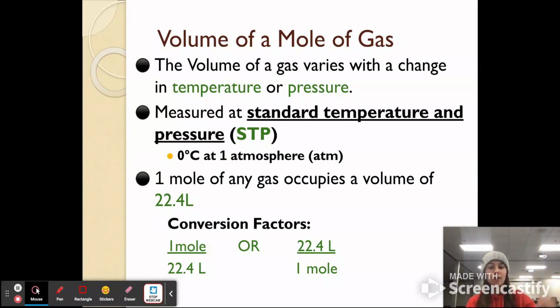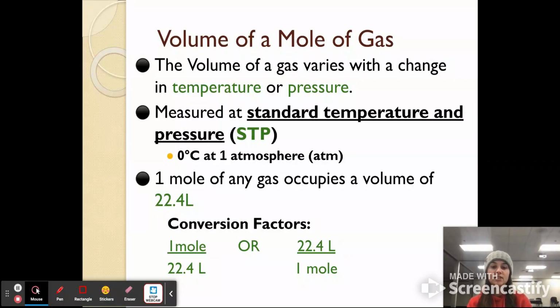And I fill up a gas tank with this nitrogen gas, right? And I want to know the volume of nitrogen gas in my gas tank. So this is what this would be used for. So the volume of gas varies with a change in temperature or pressure. So volume does change based on your temperature or pressure. So we usually say things are measured at standard temperature and pressure, or STP.